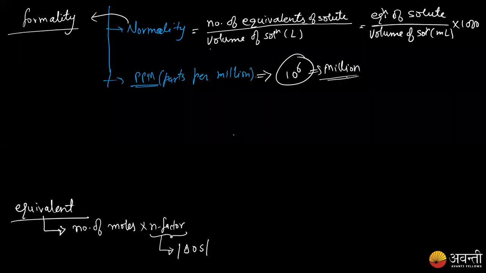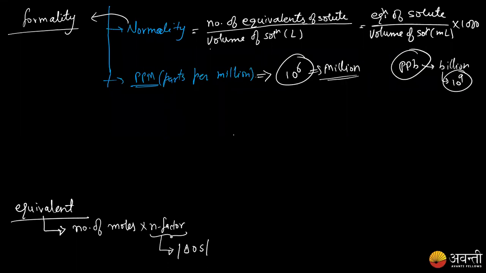So million is 10 to the power 6. PPB, that's parts per billion, and billion is 10 to the power 9. Okay, 100 crore is 1 billion.